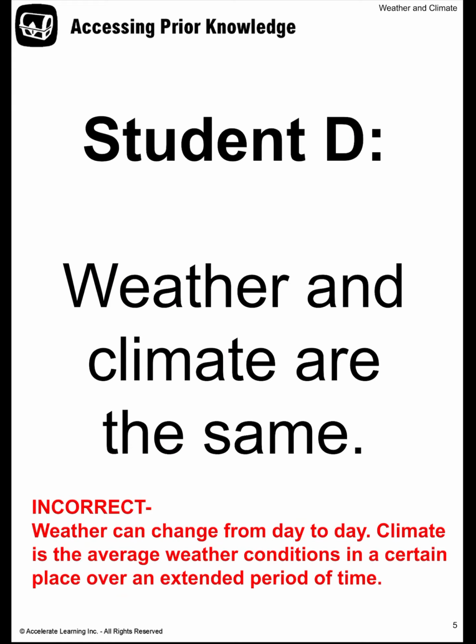Student D is incorrect as well. Student D said weather and climate are the same, and we should know by now that they are definitely not. Weather can change from day to day, but climate is the average weather conditions in a certain place over an extended period of time. Great job.